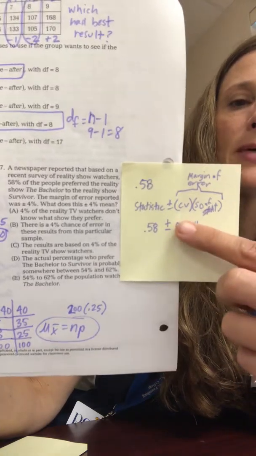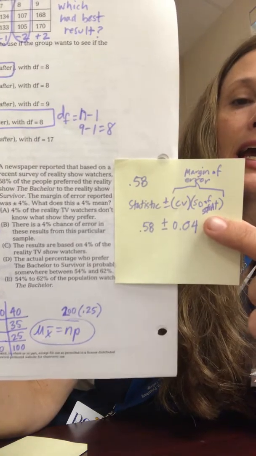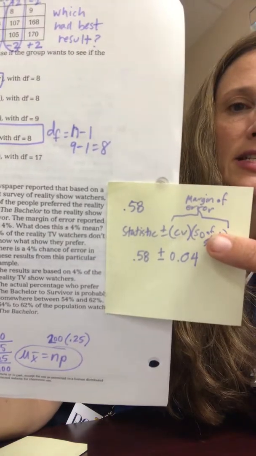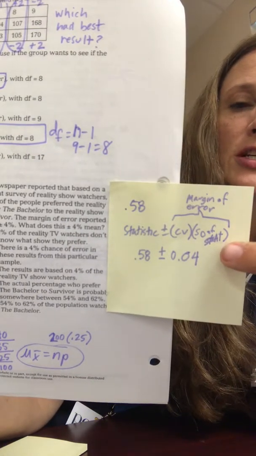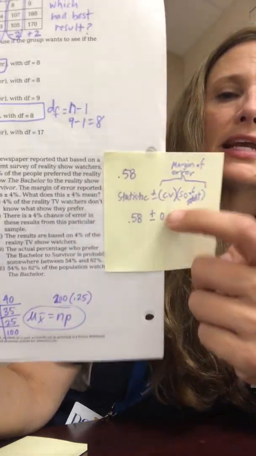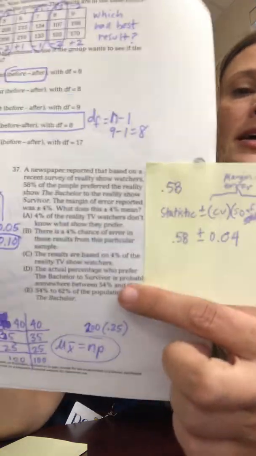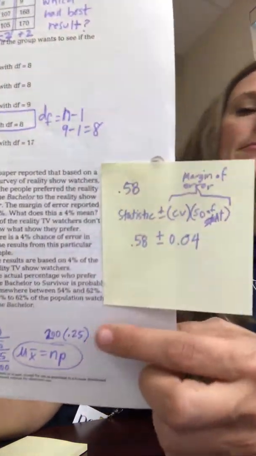The margin of error is my critical value times the standard deviation of my sample, also known as the standard deviation of the statistic. That's what my formula sheet says. When I take a look at that and read the question, they're not really asking me to calculate this. They're actually telling me what got calculated, and they want me to tell you what it means.